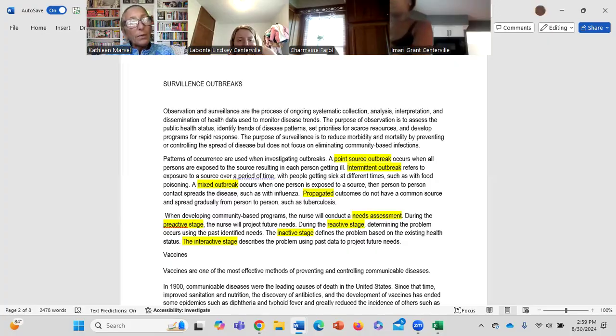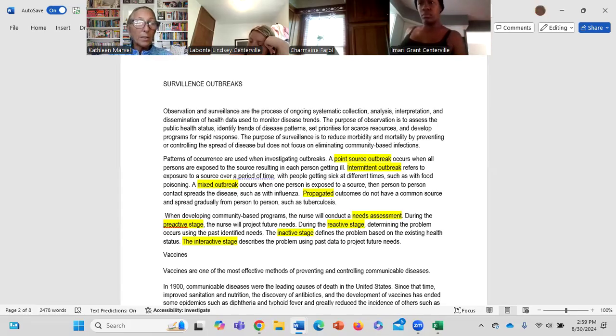There are certain patterns of occurrence, as we call it, which is essentially how did it happen. So you have different kinds of outbreaks, and I've highlighted those here in the notes. We potentially could have a point source outbreak, which is where everybody's exposed to something at the same time. So let's say we're in a train and there's a gas leak. Everybody gets exposed and everybody's going to get ill at the same time. That's a point source. We can pinpoint the source for everybody.